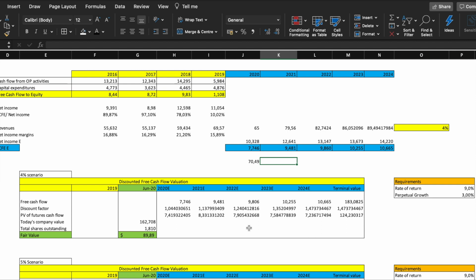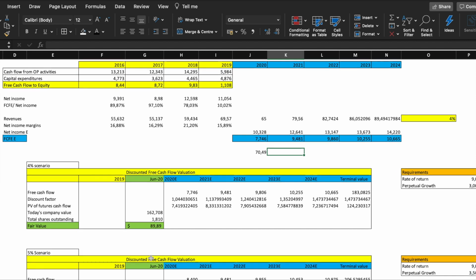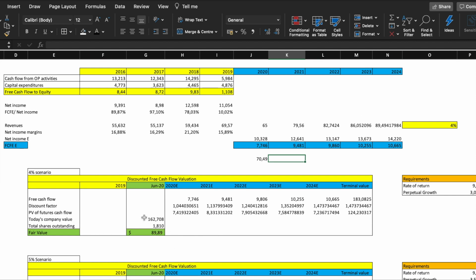Okay, great. That gives us a today's company value of 162.7 billion divided by the total amount of shares outstanding, which is 1.81 billion. We get a fair price of today of $89.89 for Disney. Okay, so this is the 4% scenario with a perpetual growth of 3. Now, what we do, well, let's see, scenario analysis. So 4% scenario, we have done it.